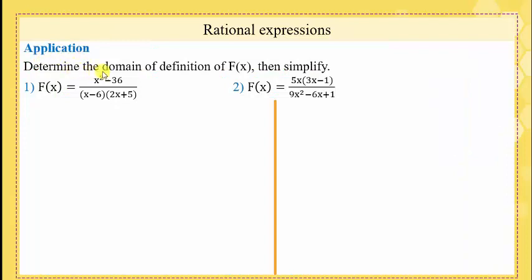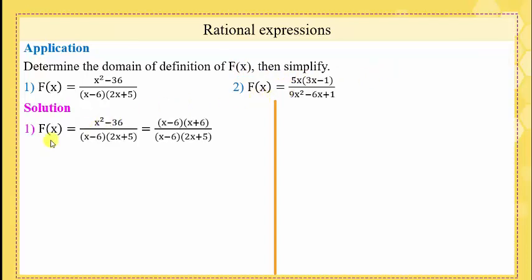Application. Determine the domain of definition of f of x, then simplify. Please pause the video and try to solve it. Solution. Part 1. f of x equal (x squared minus 36) over (x minus 6)(2x plus 5). Step 1. We must factorize. Here we have x squared minus 36. It can be written as x squared minus 6 squared. So it is of the form a squared minus b squared, which gives (x minus 6)(x plus 6).